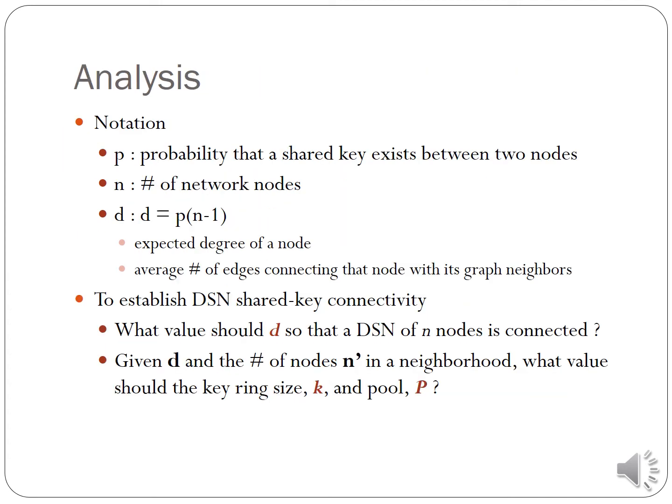p is the probability that a shared key exists between two nodes. n is the number of network nodes. d is equal to p multiplied by n minus 1, the expected degree of the node. So it is the average number of edges connecting the nodes in its graphical design. To establish shared key connectivity, what value should d be so that the sensor network of n nodes is connected? Given d and the number of nodes n' in a neighborhood, what value should the key ring size be?